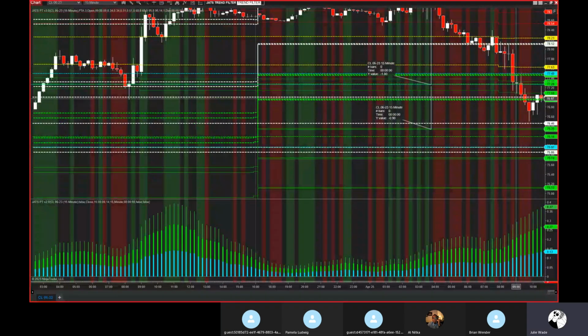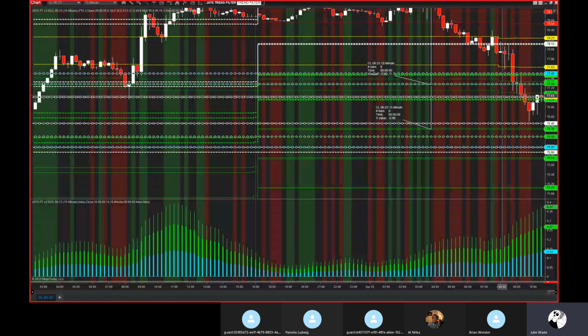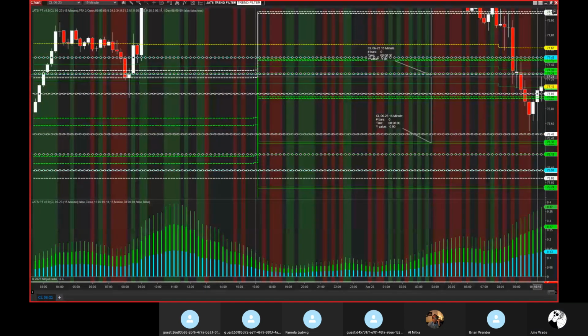So here it is. So you can see the white, and the white. So we are trying to break out above the PT1, and it got to the 2, almost to the 2. Couple of ticks shy, and they forced it back down.